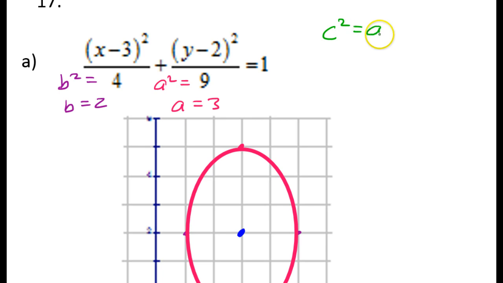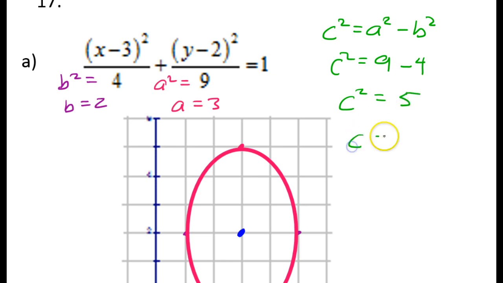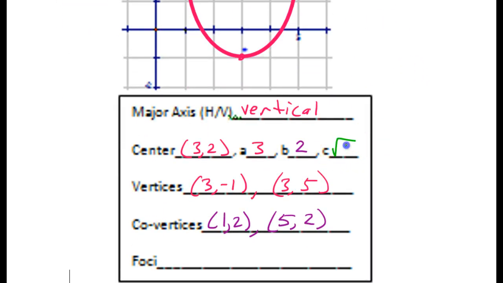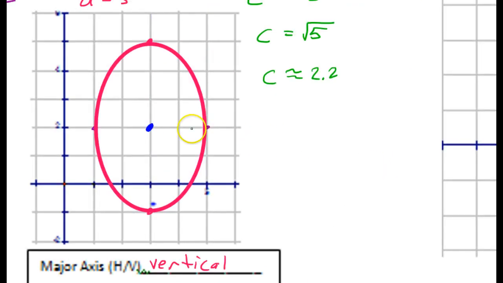Now, to find the foci, we need to recognize the relationship between a, b, and c. C squared is equal to a squared minus b squared for an ellipse. So c squared is equal to 9 minus 4, so c squared is equal to 5. So c is equal to the square root of 5, and the approximate value of c is 2.2. Okay, if I go up 2.2, that's going to be about here. If I go down 2.2 from the center, that's going to be about here. So these are the foci.